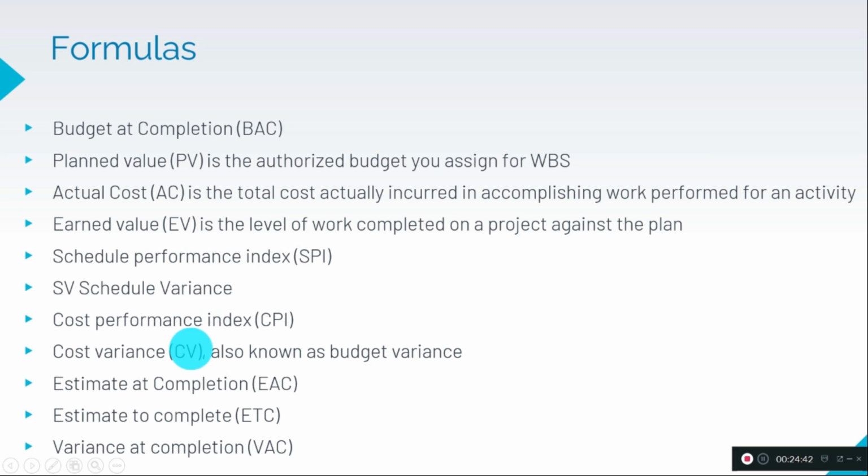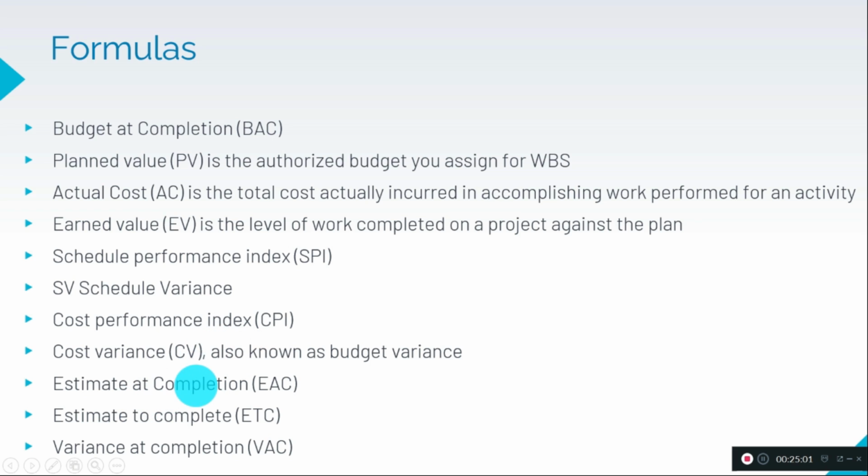And the next one is cost variance and cost performance index. So these two are helping us to identify whether we are going behind the cost budget or ahead of the budget actually. Because this is also called budget variance.